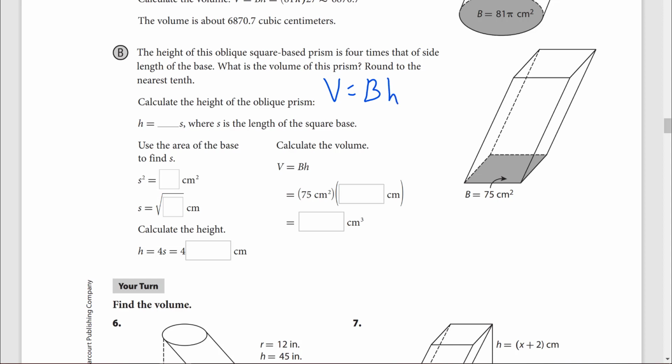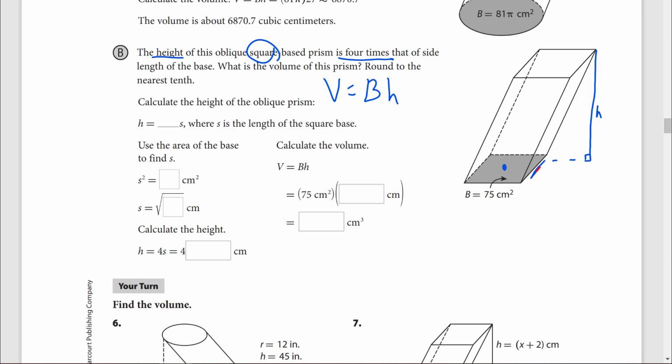Well, they gave us the area of the base. We don't know the height yet, but we'll see if we can get that one figured out. Let's see what information they gave us. They told us the height is 4 times the side length of the base. Well, we know the area of that base, and they told us it's a square.